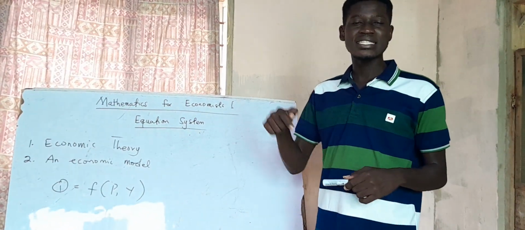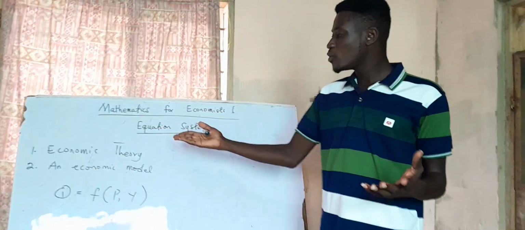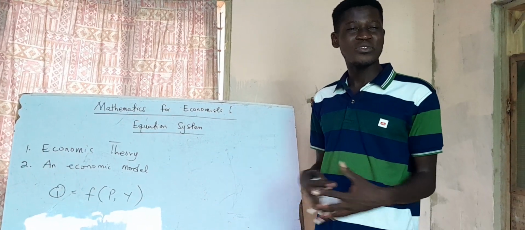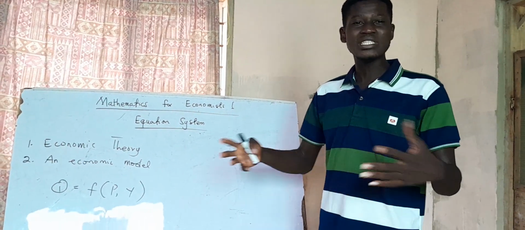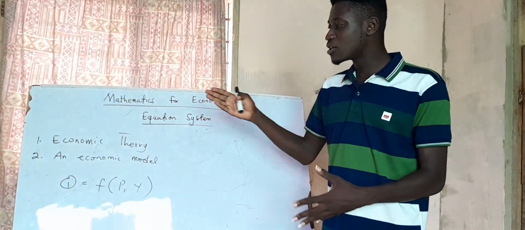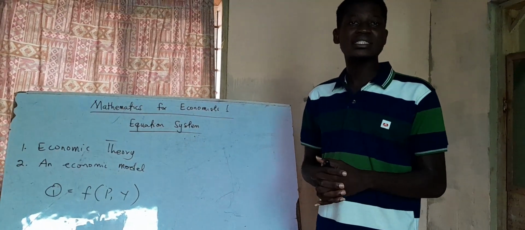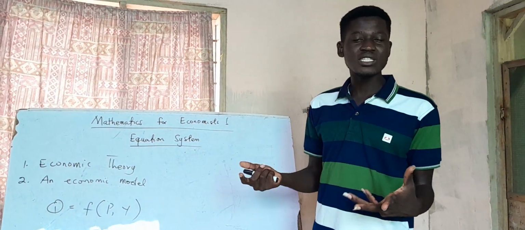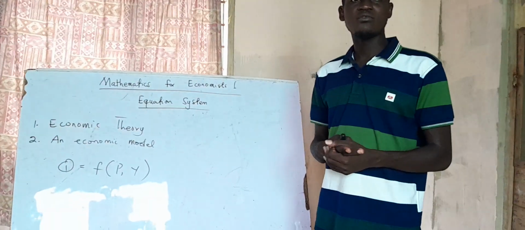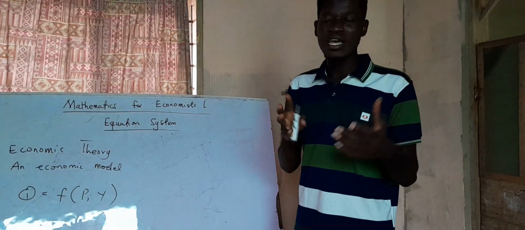Under this topic we look at theory, the economic model, and the components of an economic model. Then we look at equation systems and then functions. There are lots, but today we will tackle this. Subsequently, we will look at simultaneous equations, how to solve two-variable simultaneous equations and other things.